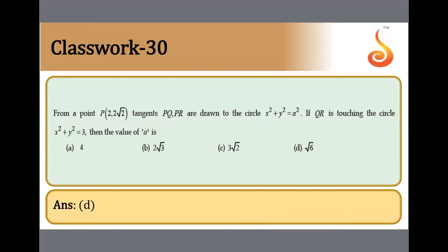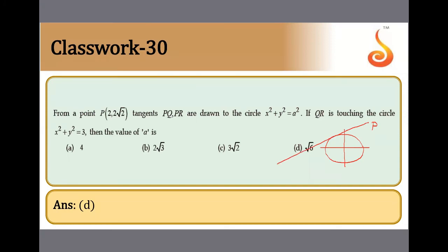Question number 30. P is (2, 2√2), PQ and PR are tangents drawn to the circle x² + y² = a². QR touches the circle x² + y² = 3. What's the value of a? See, this is the circle. This is the point P. From P, you have drawn a tangent.